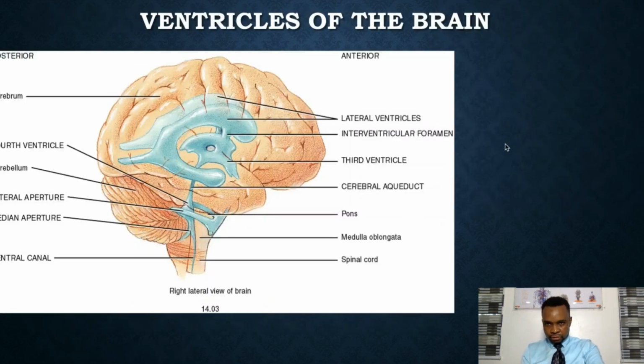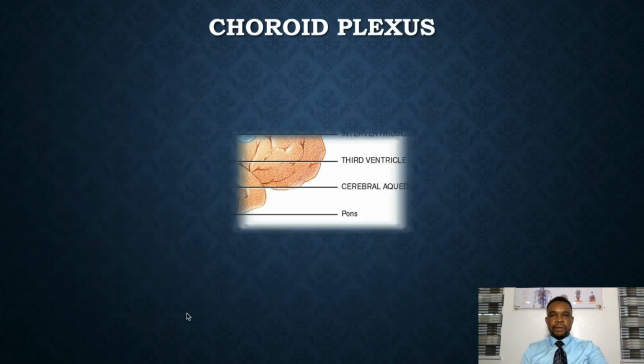Okay, this is the structure I was talking about. So you can see the lateral ventricles. These are the two lateral ventricles. The fluid flows through the interventricular foramen into the third ventricle. From the third ventricle, through the cerebral aqueduct, into the fourth ventricle, and then flows to the spinal cord.